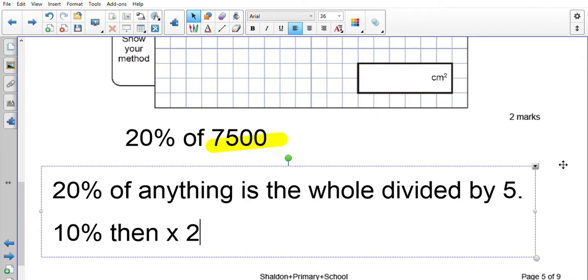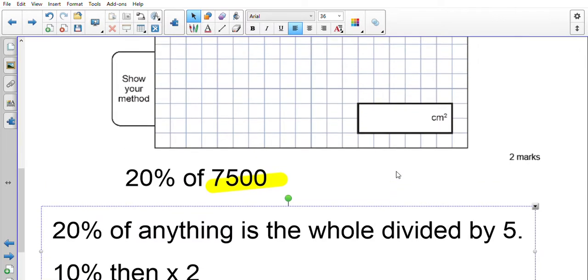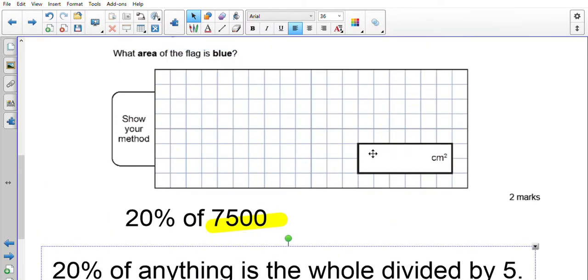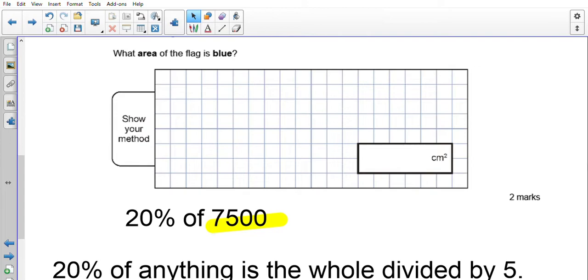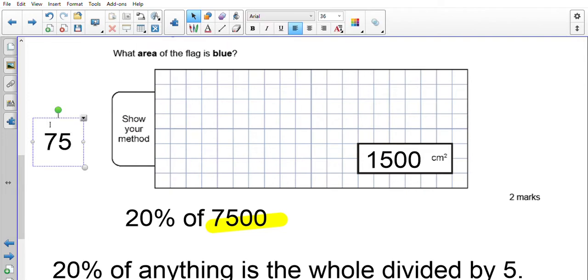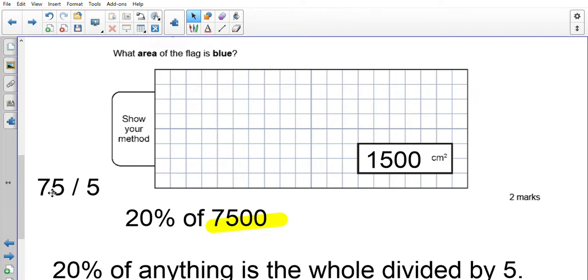Okay, if I go for the first option though, 7,500 divided by 5, that's going to give me 20%, which means that 1,500 centimetres squared is the area of the blue part in the flag. Okay, 7,500 divided by 5 is 1,500. Okay, you should be able to sort of see that as well, sort of recognise that by doing 75 divided by 5. 75 divided by 5 is going to give you 15. 15 times 5 is 75. So you can see the relationship there in those numbers as well.